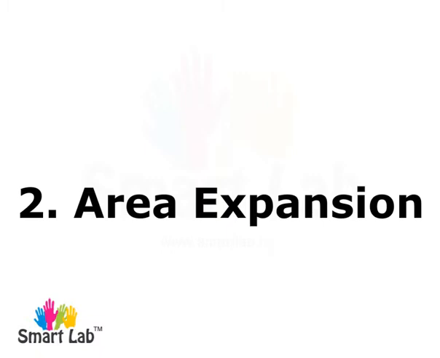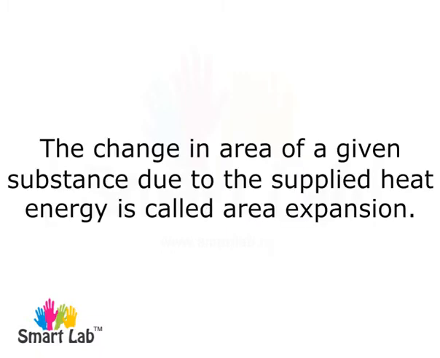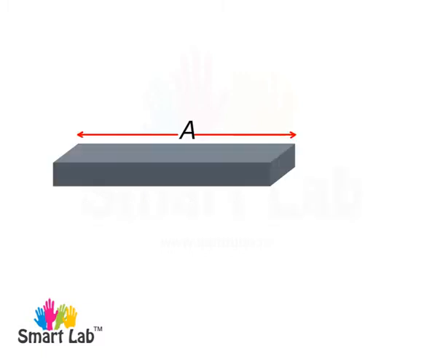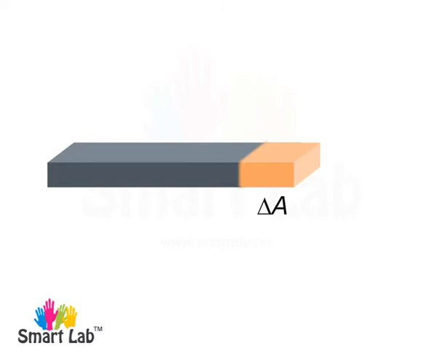Area expansion. The change in area of a given substance due to the supplied heat energy is called area expansion. A is the initial area of the substance and delta A is the increase in surface area due to temperature change delta T. That is, delta A is directly proportional to A into delta T. Therefore, delta A is equal to beta into A into delta T, where beta is the coefficient of area expansion.